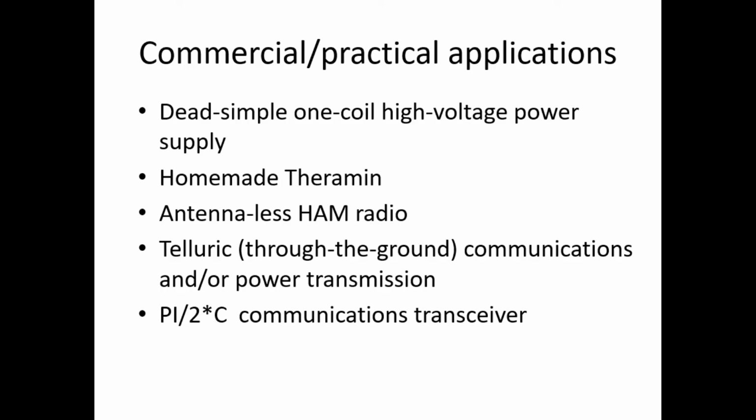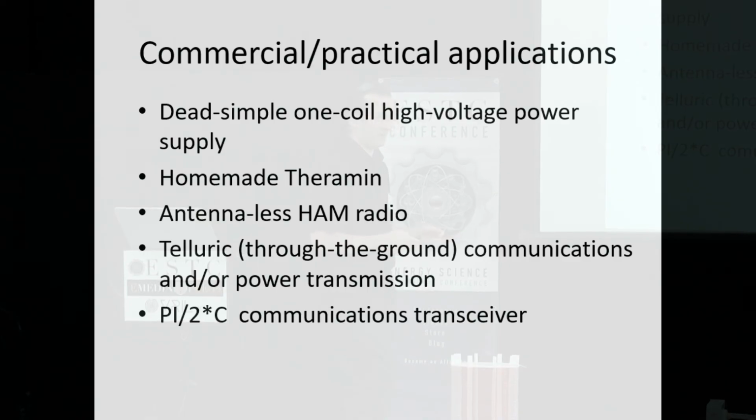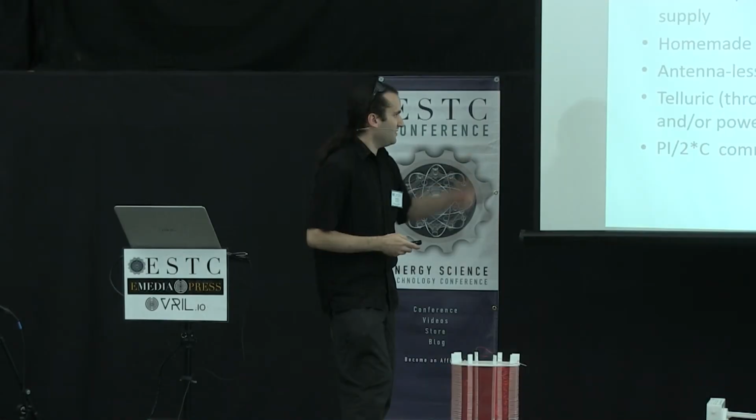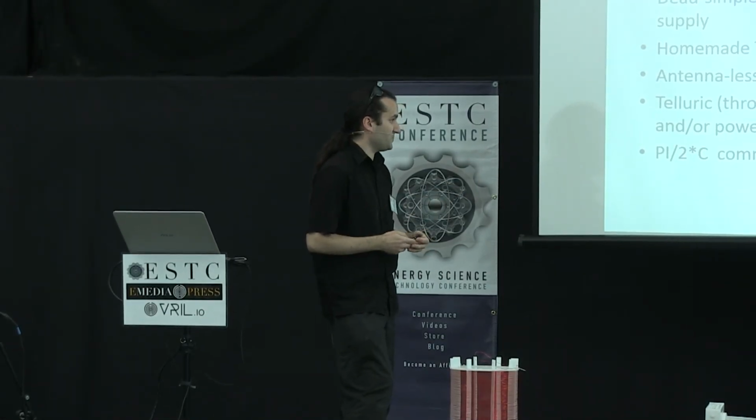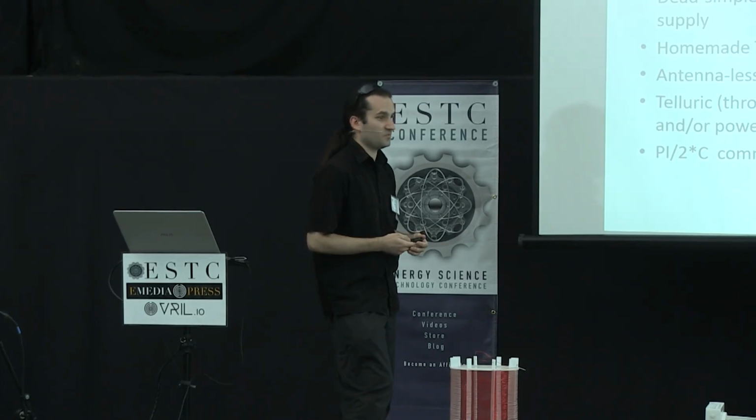Antennaless ham radio, same thing. The shorter you work on this, when you do this properly, your antenna disappears completely. So instead of having an antenna, you have a beer can or a dielectric top load or something, but you can run it indoors. As long as you're going through a good ground, you'll get a communication. Through the ground communications and power transmission, that becomes much more complicated and probably requires the VNA to do properly.